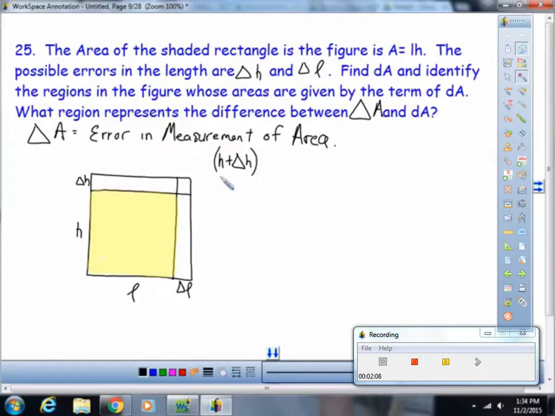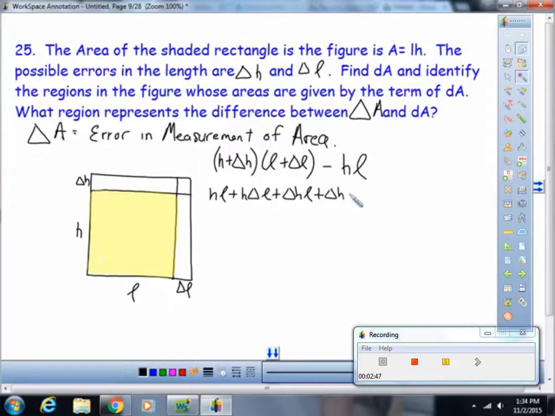Nothing. So, look, our error in measurement is going to be our big area, our big rectangle, minus our little rectangle. So notice, our big area is that foiling thing, and our small area is just H times L. So here I'll foil it out for you. And you get HL plus H delta L plus delta HL plus delta H delta L.